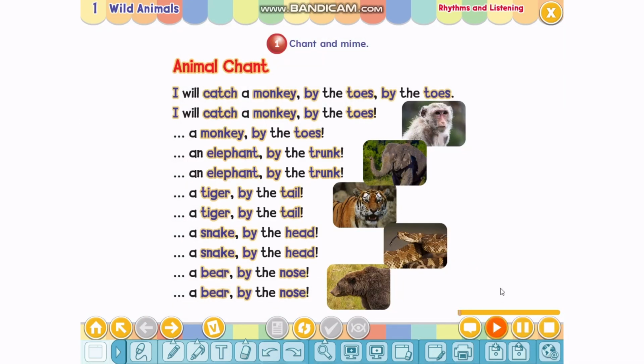Animal chant. I will catch a monkey by the toes, by the toes. I will catch a monkey by the toes. A monkey by the toes.